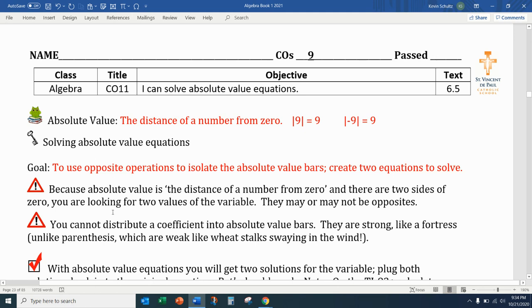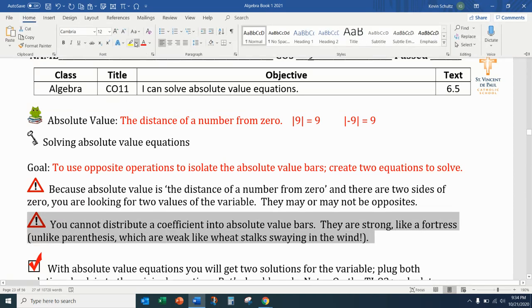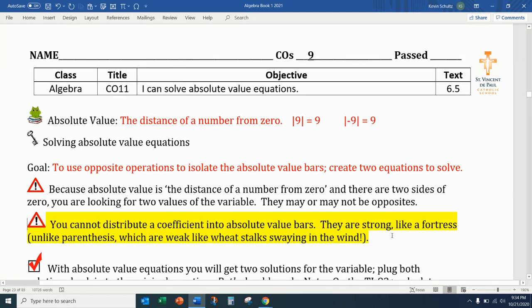The biggest mistake that folks make when dealing with absolute value bars, I'm going to highlight this here so it's extra special. You cannot distribute a coefficient into absolute value bars like we just got done doing with parentheses, right? The distributive property, you distribute a coefficient into parentheses. You can't do that with absolute value bars. They are strong like a fortress. Unlike parentheses, which are weak stalks swaying in the wind. So just remember that.